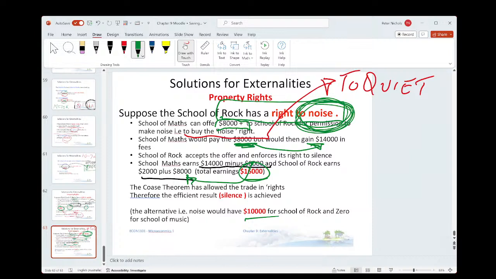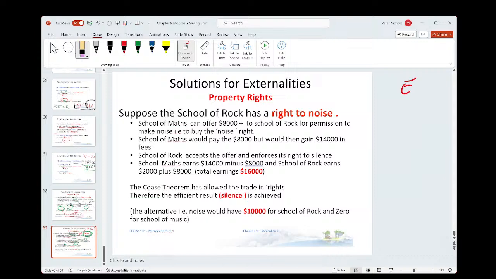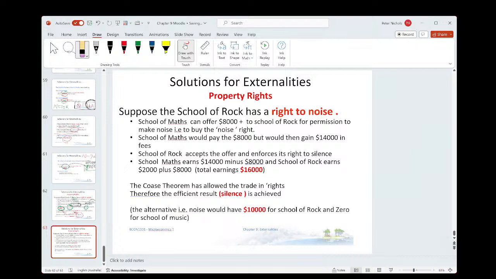Now, does it need to be an $8,000 payment? It doesn't need to be that. It has to be a payment of more than $8,000. So I'll just do another quick example. What if they agreed to pay not eight, but nine? So they're going to pay $9,000. They would gain $14,000, so their income would now be $5,000.